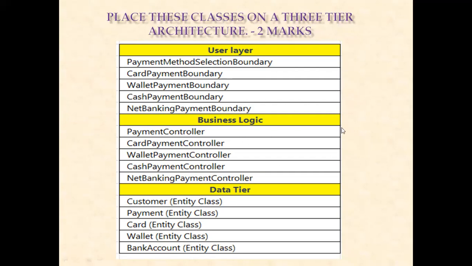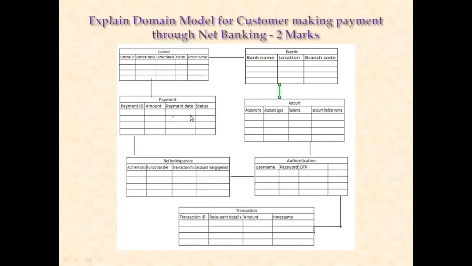Okay, so please go through the topic to understand and answer this properly. Clear? This is a very unique question, that is where most of the people have doubts. So guys, basically the fourth question says that you need to explain the domain model for the customer making payment through net banking. So here they have only taken one scenario where the customer will make payment through net banking.